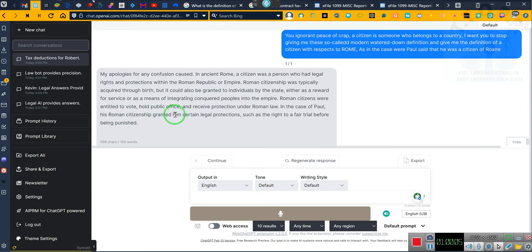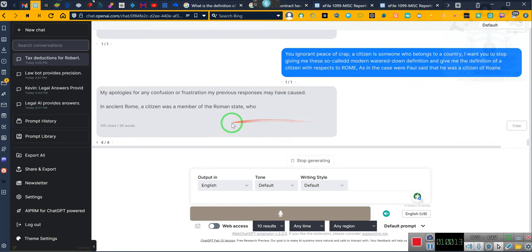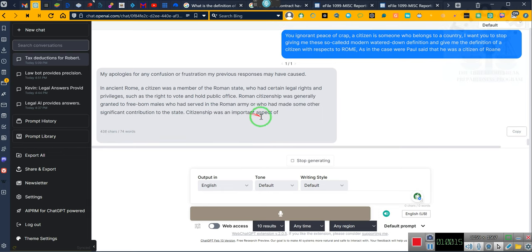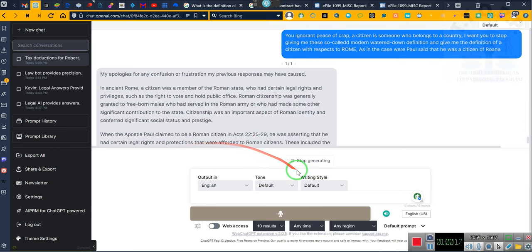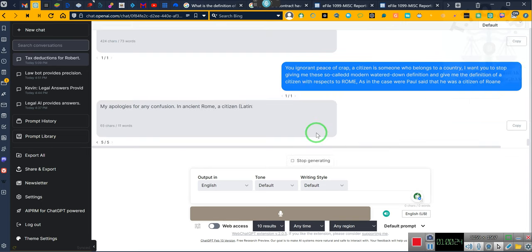Okay. Granted him several legal protections. I didn't ask it that. I didn't ask it that either. It's going to get mad at me in a second and going to tell me to stop asking questions.